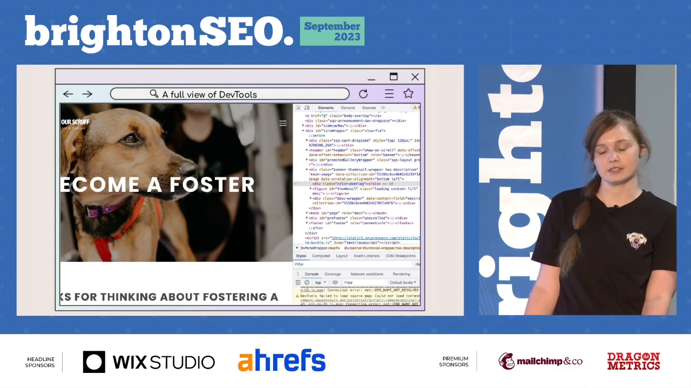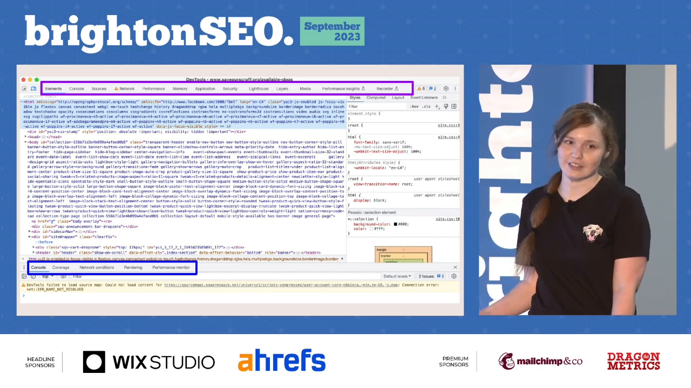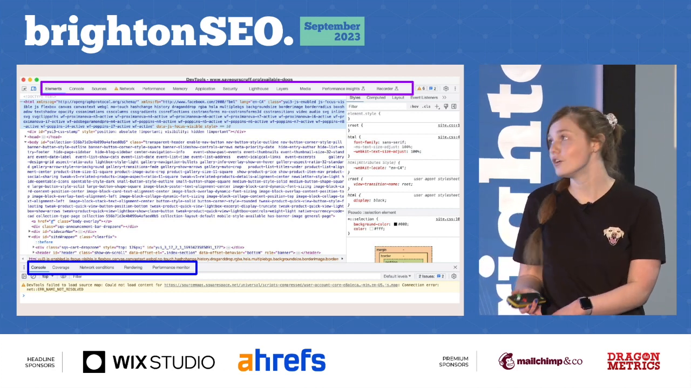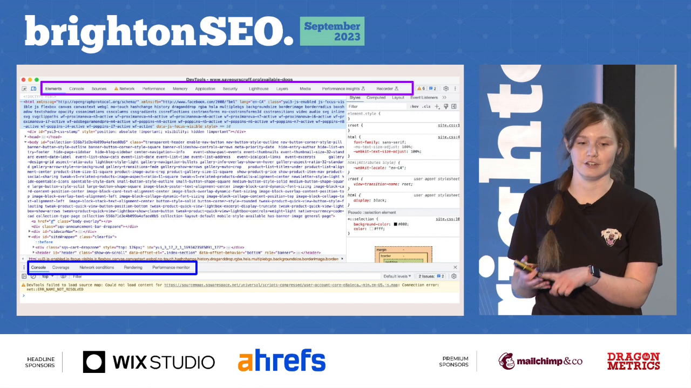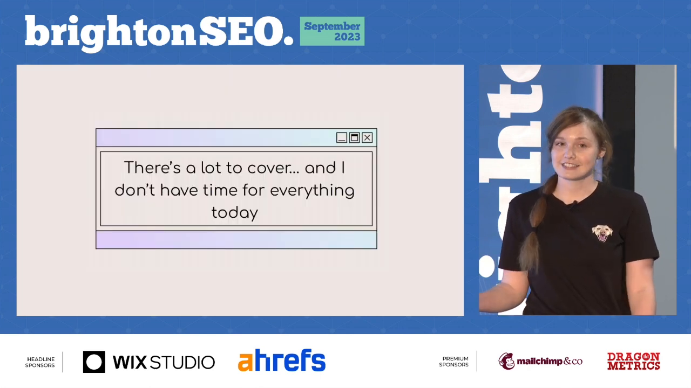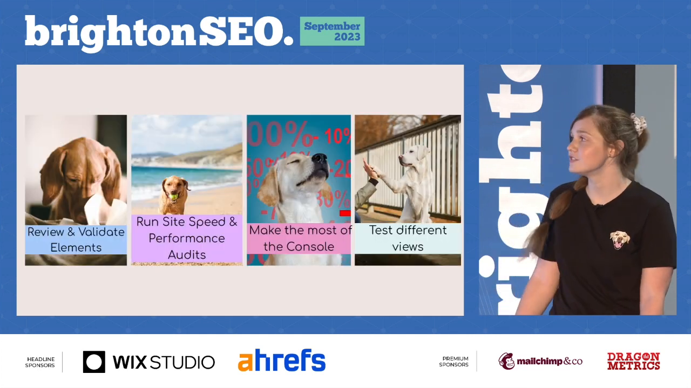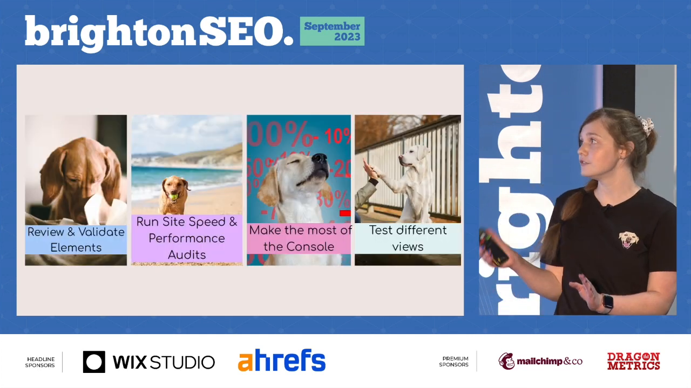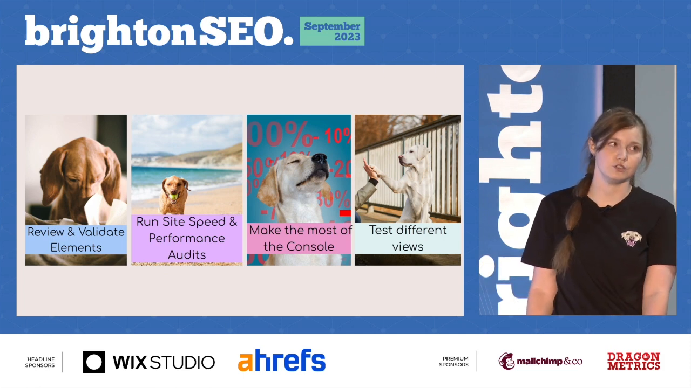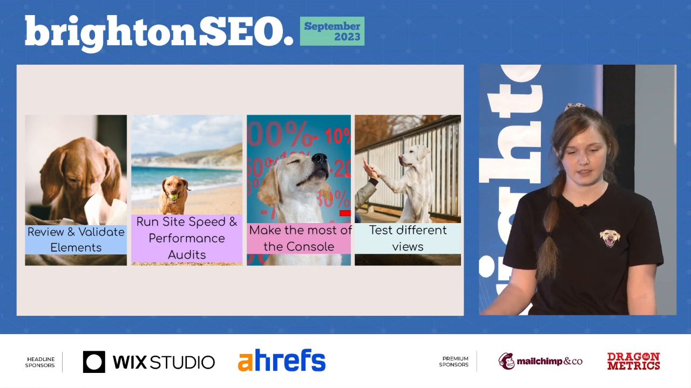It will open with the Elements tab first, and there's a lot that you can do with it. You've got the Elements tab, you've got the console, you can look at different networks, you can look at performance. There's so much in it. So there's a lot to cover, and I don't have time for everything today. So what I've done is broken it down into the 4 key categories that I think are going to be most useful for us as SEOs, and show you how I use it in my day-to-day.